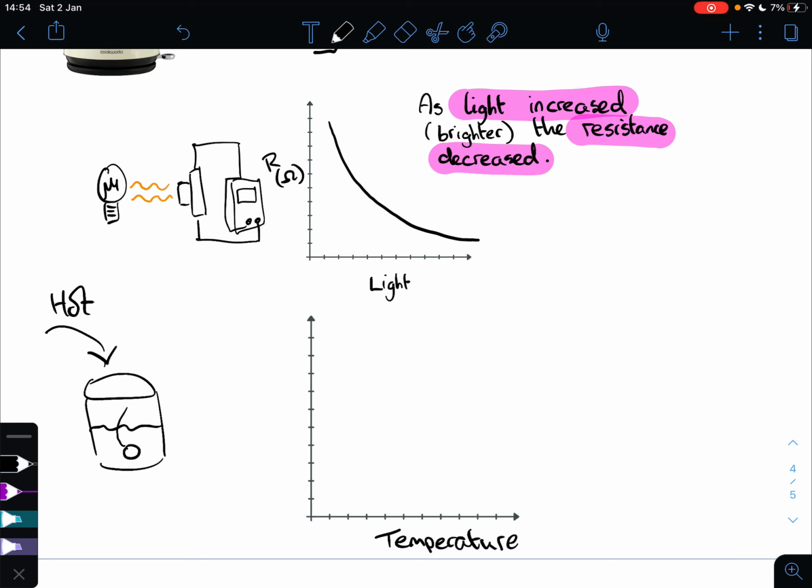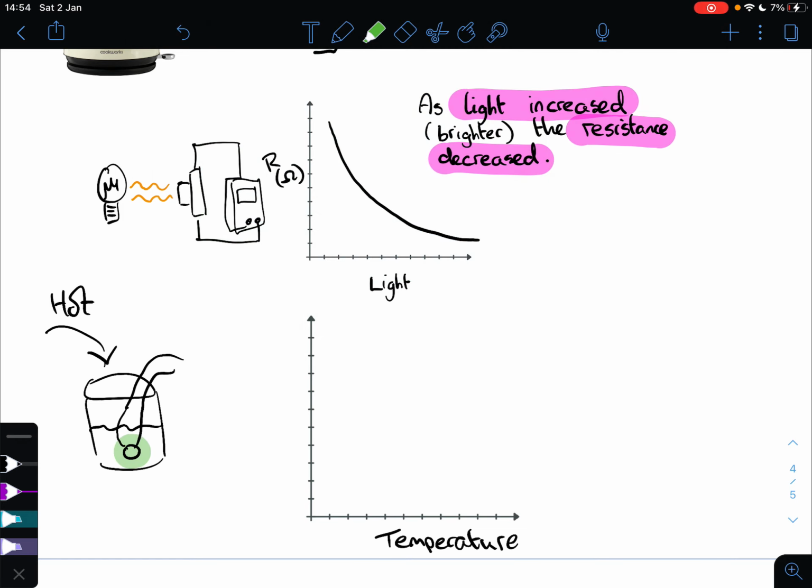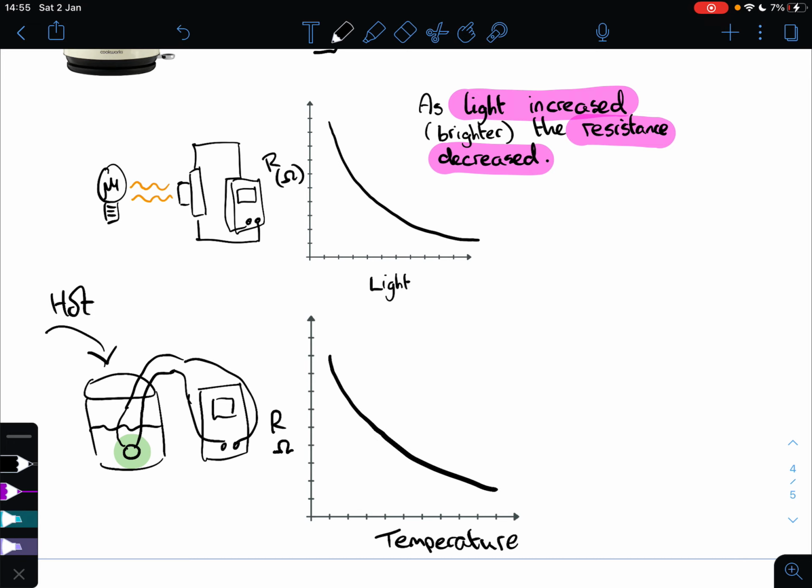Why would you put electricity in water? But it works. And it's usually green in real life. It's a little green thing. There it is. And again, I just plug it into a multimeter and I measure the resistance like that. And guess what? You get exactly the same answer. We get a graph that starts high, and as it gets hotter, the resistance goes down.